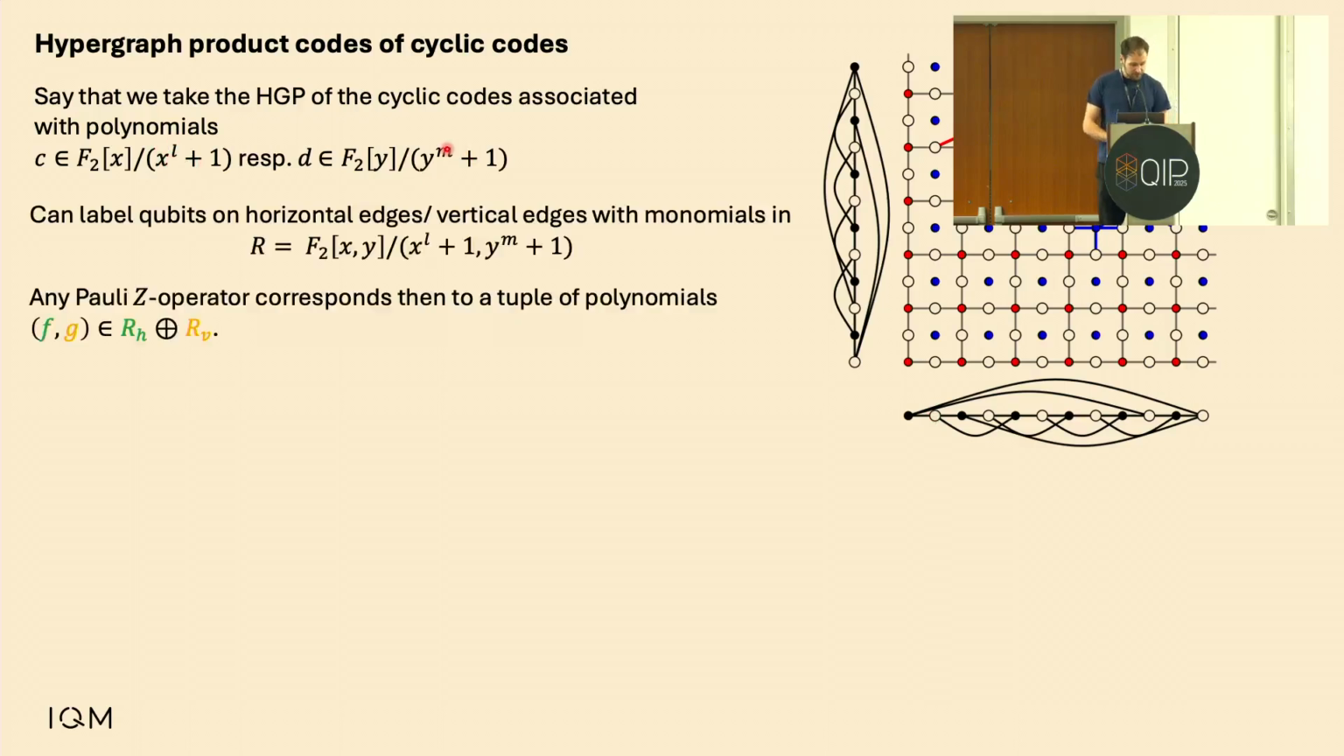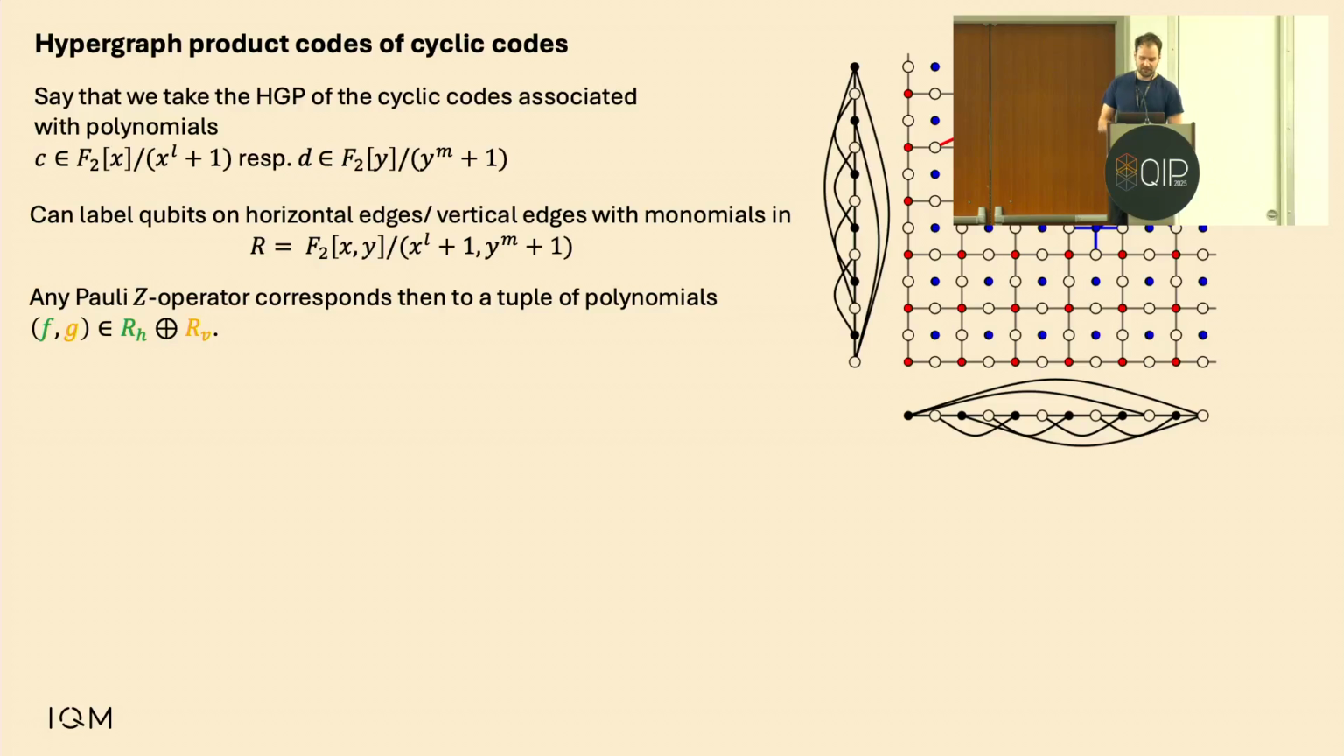So what we also saw is that somehow things became easier by labeling the bits of the classical cyclic codes with monomials. And we can do actually the same thing here, and it's quite easy also. But now we need, of course, two spatial directions. We have the x direction and the y direction. So we will need two variables.